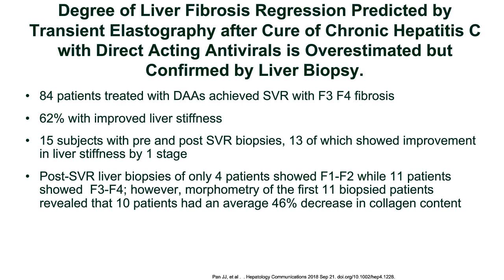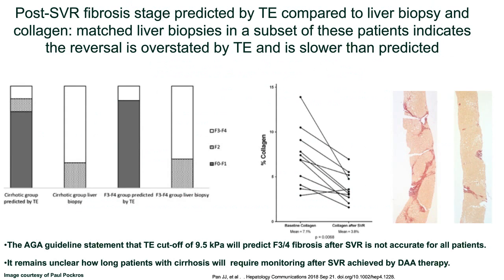Now, the really interesting thing was they did morphometric analyses of the collagen content, and they revealed that 10 patients had an average reduction of 46% in the collagen content of the liver, or fibrosis protein. And this is probably one of the big drivers of why we're seeing lower elastography scores. So in the group of individuals who had pre and post-treatment biopsies, and this was just 15 individuals, this slide just shows how you must interpret your elastography scores cautiously.